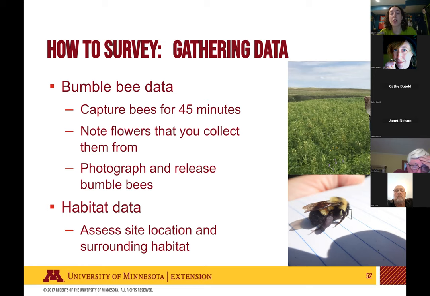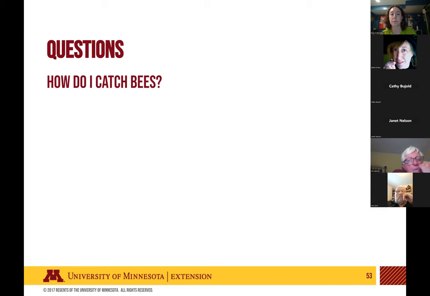Once you've gotten those photographs, you can go ahead and release the bumblebees. So this is a catch and release project. We're not harming or killing any specimens for this project. Like I mentioned earlier with our data sheets, part of it is for bumblebee data and the other part is the habitat data. So we have a habitat assessment form. You can assess your site location and take some notes and answer the questions on that data sheet about what's in the surrounding habitat, so we can get a better idea of where your survey is and where you're at.